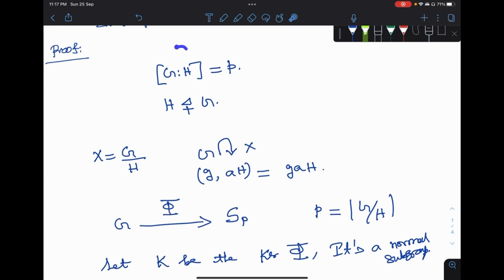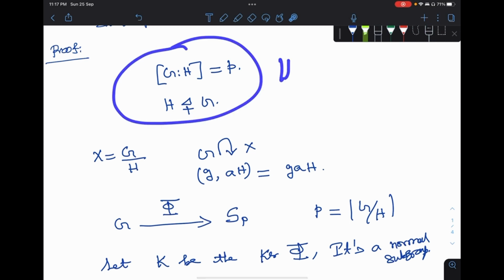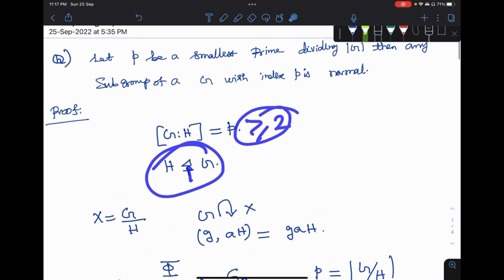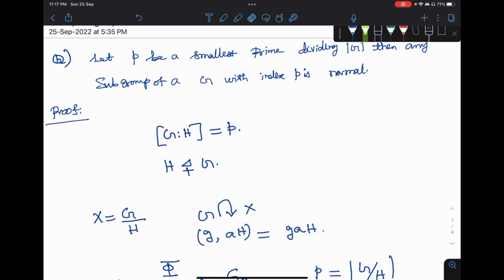Okay, let us understand that. I take such an H, a proper subgroup of G with index p, and I wanted to prove this is actually a normal subgroup. This symbol we use for normal.